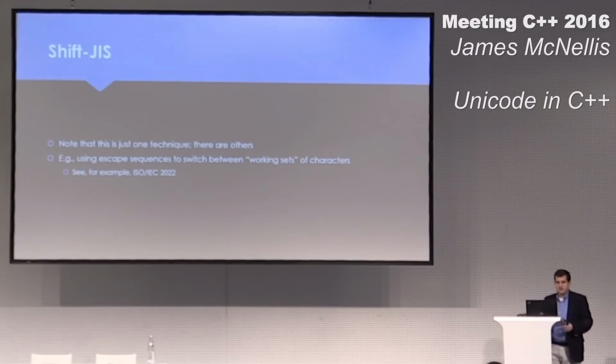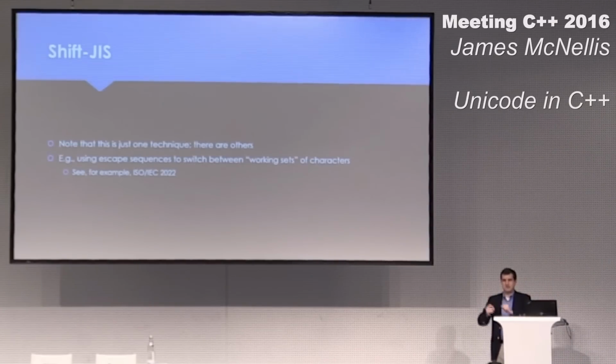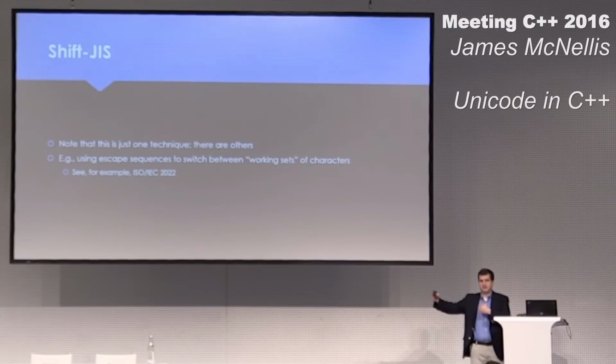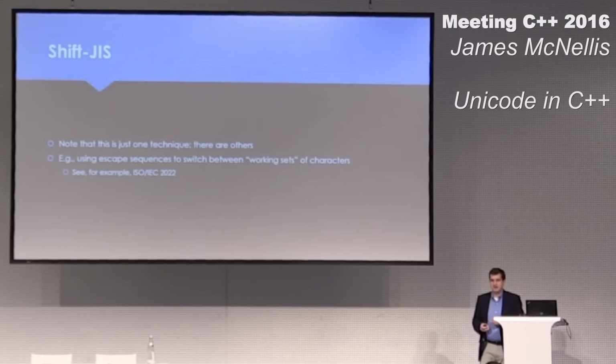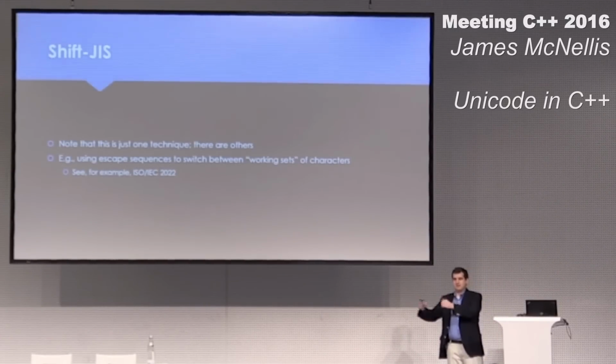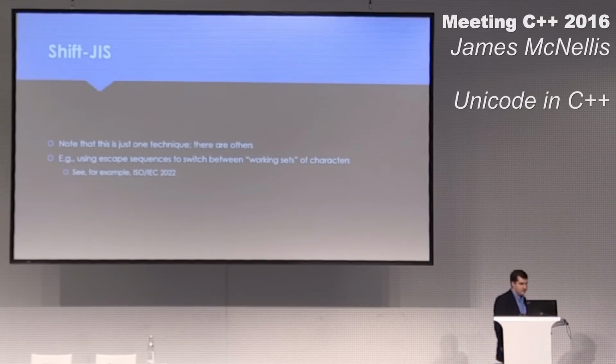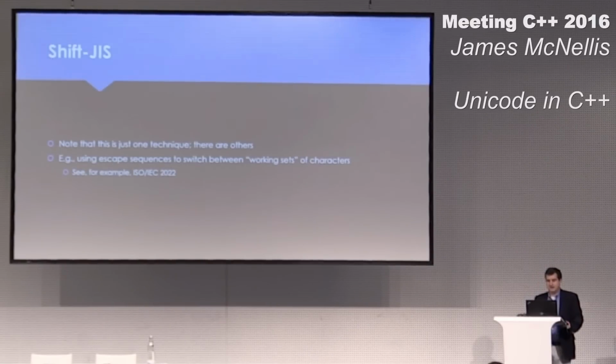So this ShiftJIS encoding is just one technique. There are others. Another common technique is to use escape sequences to switch between working sets of characters. So for example, you might be using ASCII, and then there will be some escape sequence, and that'll tell the text processor, okay, the next block of text is going to be in this other encoding. It's going to be this other character set. And then when you want to switch back to ASCII, there will be another escape sequence that you'll use. So ISO IEC 2022 is an example of this. These encodings are even more complex because you need to maintain state when you're iterating through the string, because you have to know what your current escape status is.